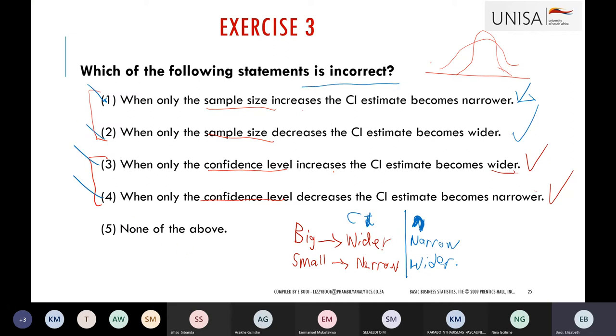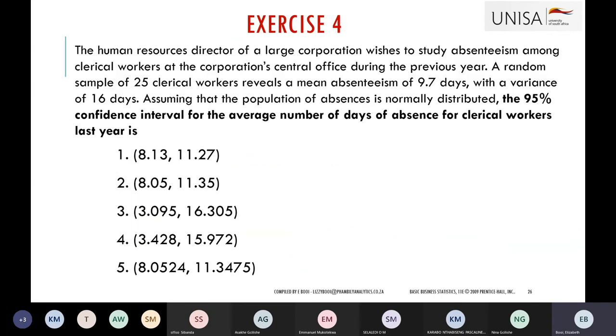So which statement is incorrect? None of the above is the only option that you can choose, because all of them are correct. None of the above, meaning none of these statements is incorrect. And that's how you're going to answer some of the questions, by calculating some of the values and making sense of them. Okay, moving to the next one.